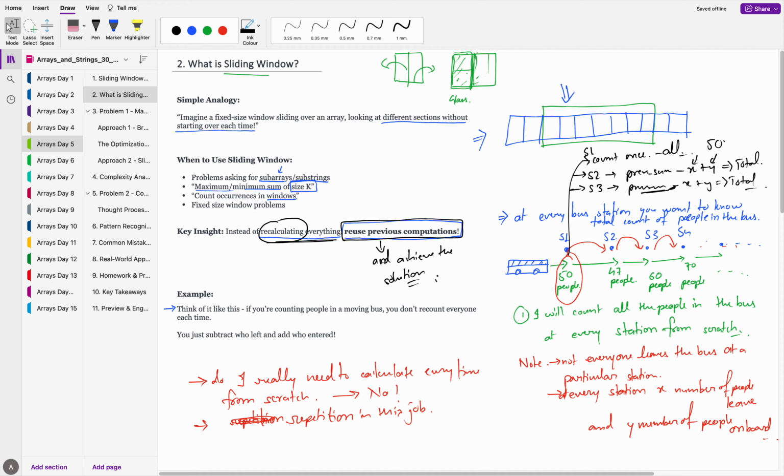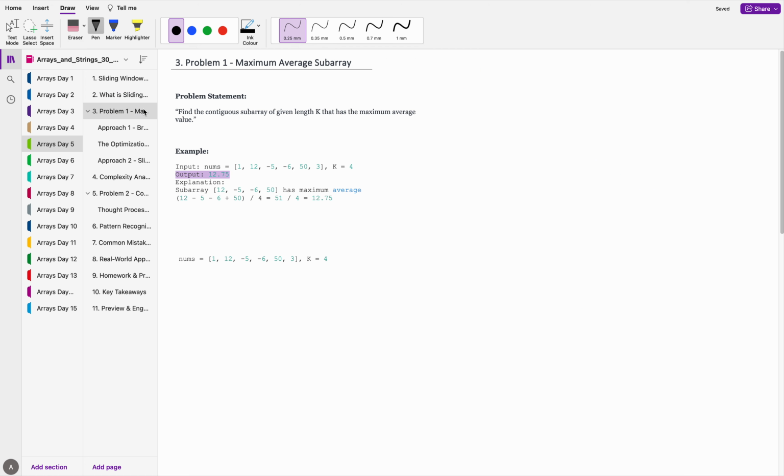How do we avoid recalculation? Our major focus is upon avoiding the repetitive task here. That's the only way we can optimize it, and that's the only reason sliding window comes into play to optimize things. Okay, so let's try to understand in a better way with a particular problem.